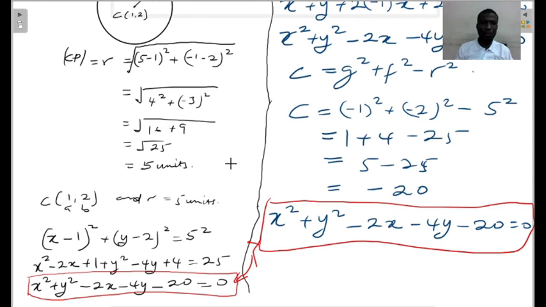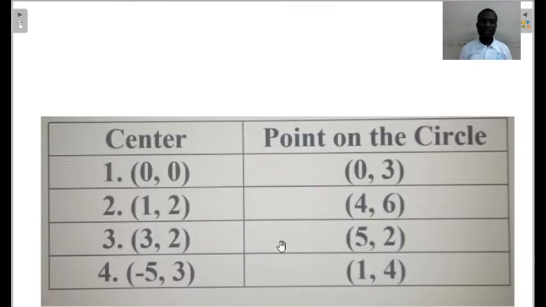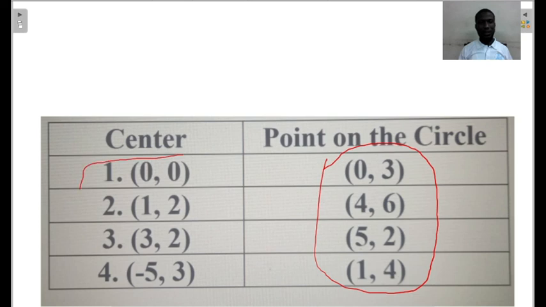You pause the video and try. You can feel free to share the answers with me in the comment box. Okay, there you have it. So in the assignment, you are to find the equation of the circle with the given centers and the following points on the circumference. So these points are on the circumference of the circle, and these ones are the center of each circle.